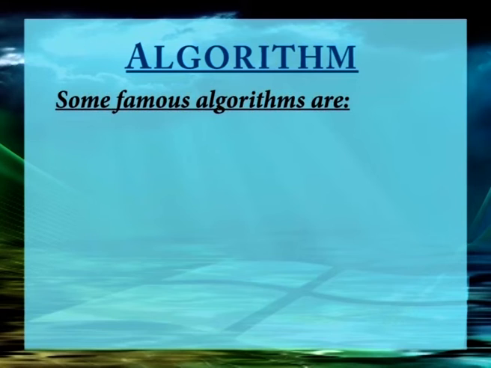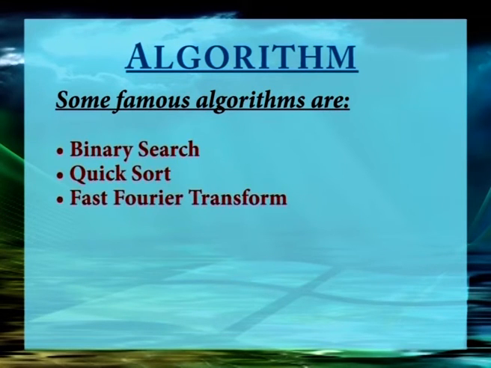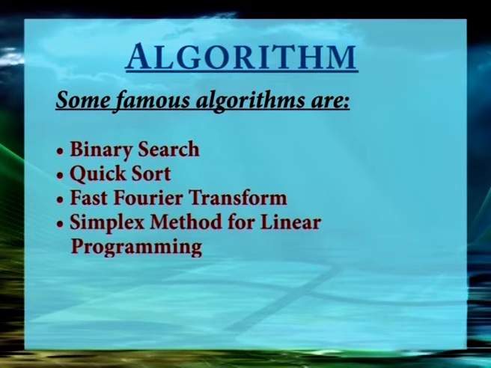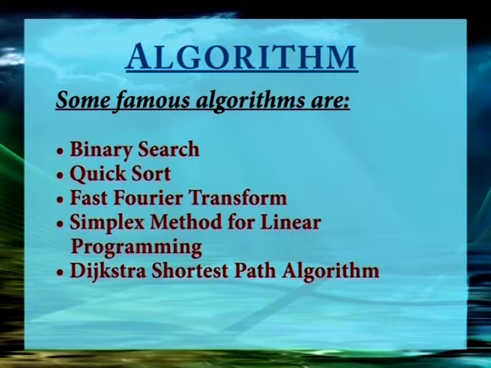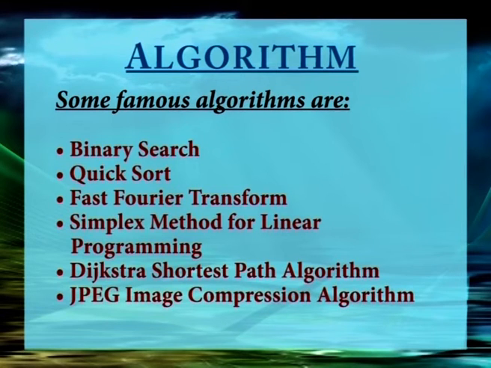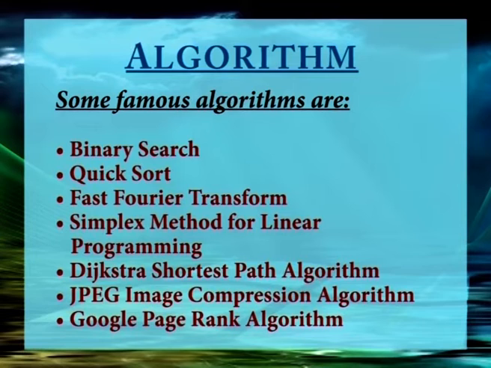Some of the famous algorithms are binary search, quicksort, fast Fourier transform, simplex method for linear programming, Dijkstra shortest path algorithm, JPEG image compression algorithm, Google PageRank algorithm.